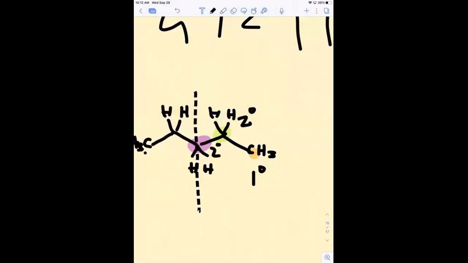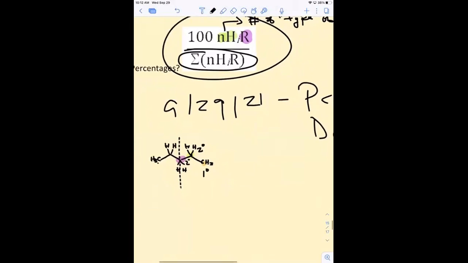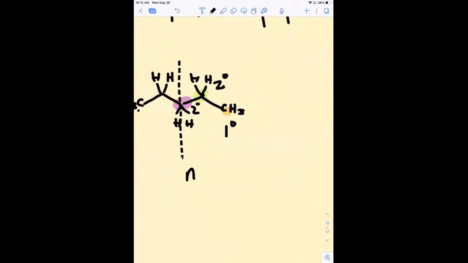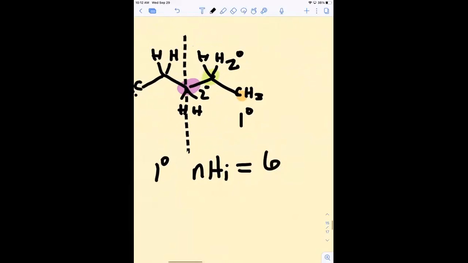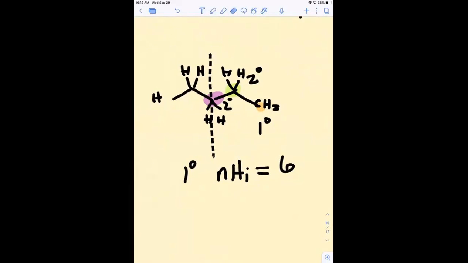All right. So when we start calculating the percentages, the N_Hi for primary carbon, let's just say for primary, it looks complicated. It's really not. It's 6. Right? Even though we're not touching the other carbon down here on the end, it's still abstractable, and so we have to account for it when we calculate the percentages, because that abstraction can happen on either end, right? There's nothing to distinguish one end from the other since it's symmetrical. Go ahead, Tia.